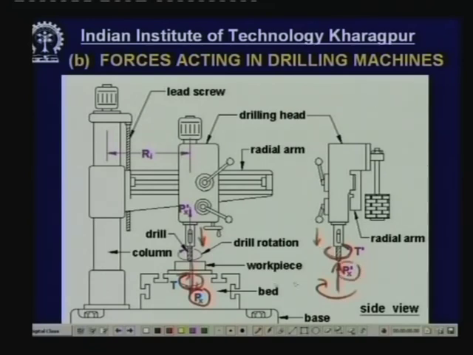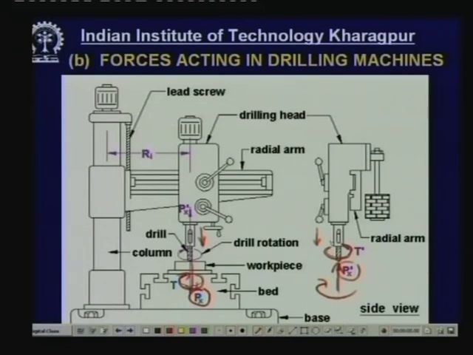Now, these two forces are the original cutting force. These forces will now be transmitted to all other members throughout the drilling machine, and accordingly you have to utilize them. Now, let us have a look at how these are distributed. I shall not show you all the forces, but tell you how they are transmitted, one by one.